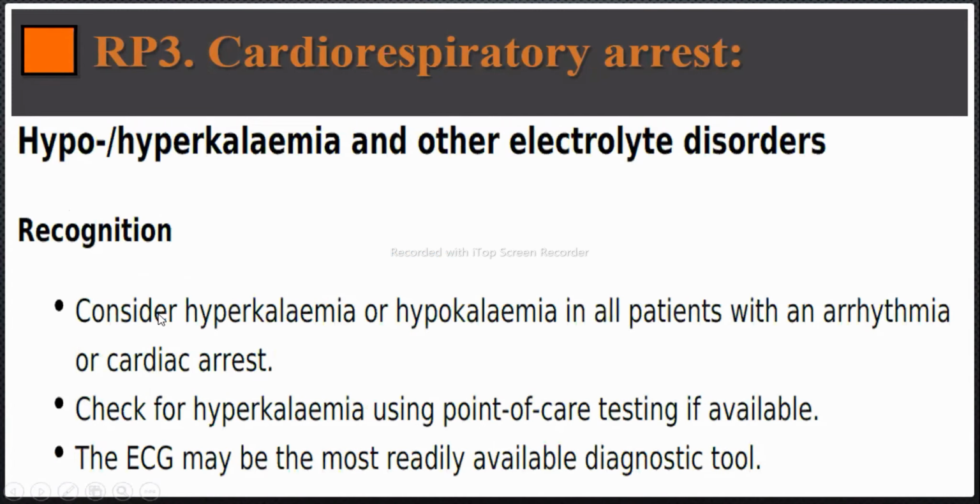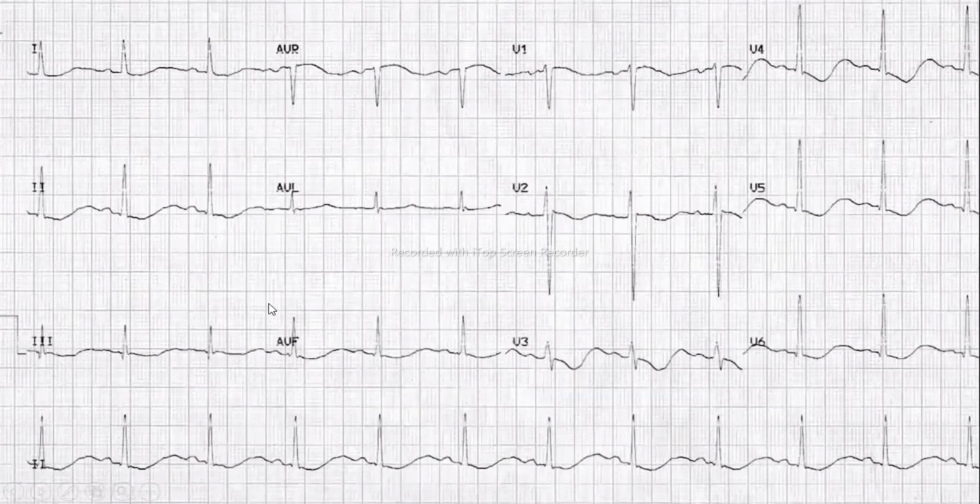Hyperkalemia in arrest. So consider hyperkalemia or hypokalemia in all patients with arrhythmia or cardiac arrest. Check for hyperkalemia using point of care testing if available. ECG may be the most readily available diagnostic tool. So what do you think regarding this ECG, guys? Hypokalemia. Okay, so this ECG is hypokalemia, long QT interval.